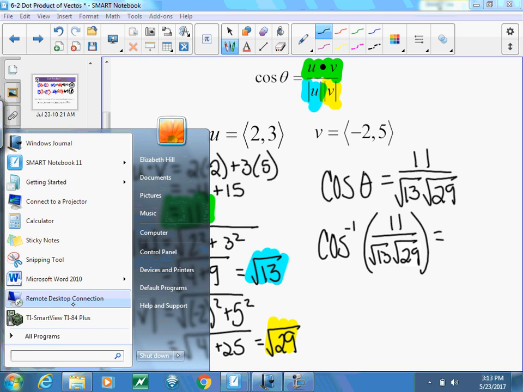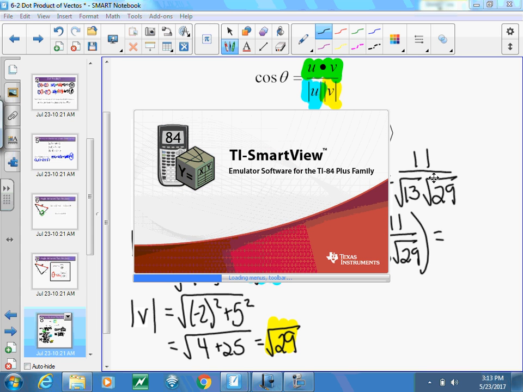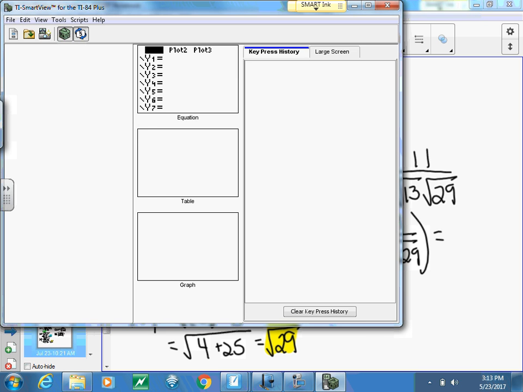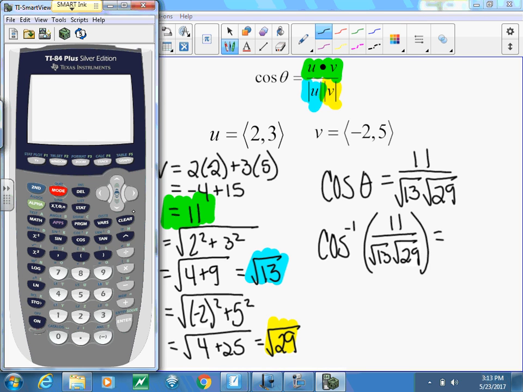I probably should have had my calculator up and warming up here, but I'll do it off to the side here. You're going to want to make sure that you are in degree mode, since you're trying to look for a degree here. So let me just change over my calculator, get in degree mode.